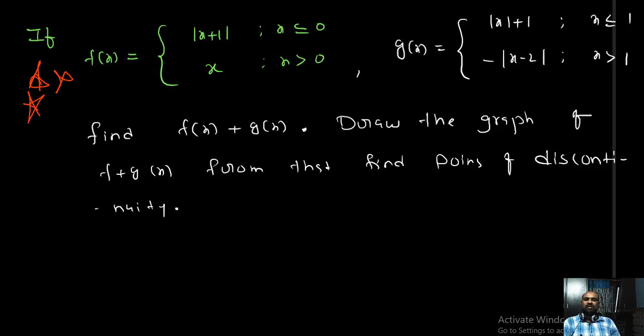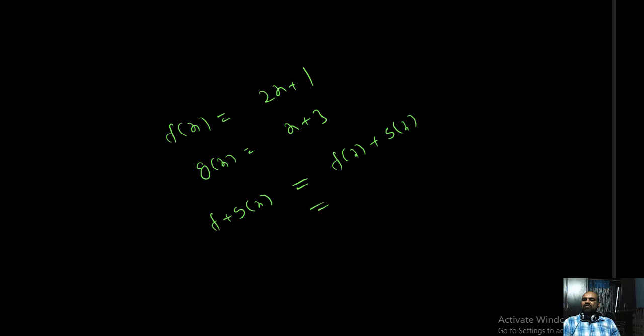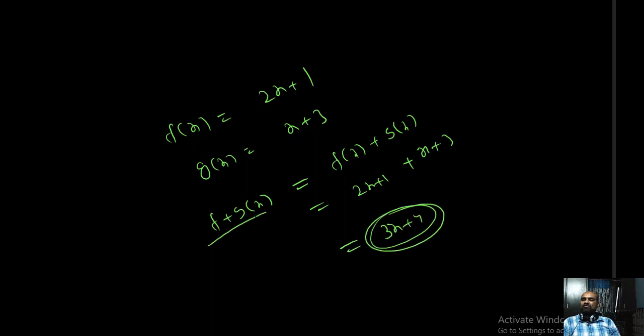So listen, students, first of all I want to read the problem. f of x has two rules, g of x has two rules. We want to find f of x plus g of x. It is not at all easy to find the summation of these two rules, so I will explain through an example, students. For example, f of x equal to 2x plus 1 and g of x equal to x plus 3. What is f plus g of x? Directly I can write f of x plus g of x: the rule of the first function is 2x plus 1, the rule of the second function is x plus 3. While adding, what I got is 3x plus 4. This is the rule for this new function.